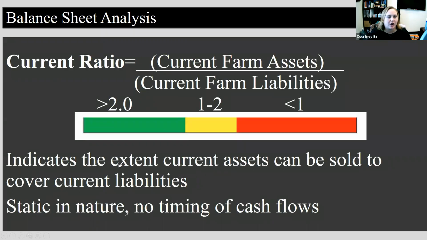So your current ratio is your current farm assets divided by your current farm liabilities. If you're greater than 2, you're in the green. If you're between 1 and 2, you're in that yellow range, and you should start looking at other ratios. If you're less than 1, you're in the trouble area. The current ratio indicates the extent that current assets can be sold to cover your current liabilities. It's pretty static in nature. There's no timing of the cash flow in this ratio.